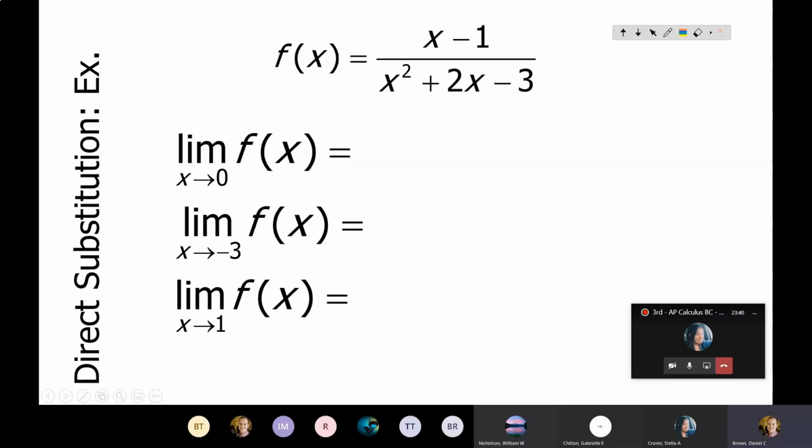So for a limit question, let's look at an example. Here's one function f of x. I have a rational function, and we want to figure out different things that can happen. So I want to find the limit as x approaches 0 of f of x, the limit as x approaches -3 of f of x, and the limit as x goes to 1 of f of x. The first thing you always do is direct substitution. So go ahead and do direct substitution by plugging it in. Literally for this first one, we have 0 minus 1 over 0 squared plus 2 times 0 minus 3. You probably don't have to show all that work, but go ahead and do direct substitution and simplify to see what you get for each of those.